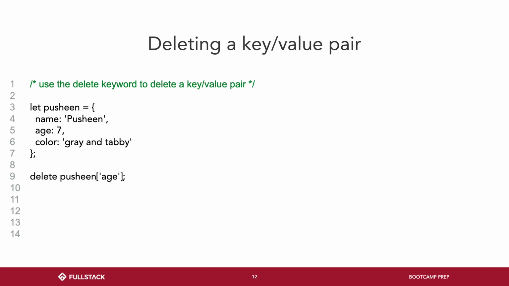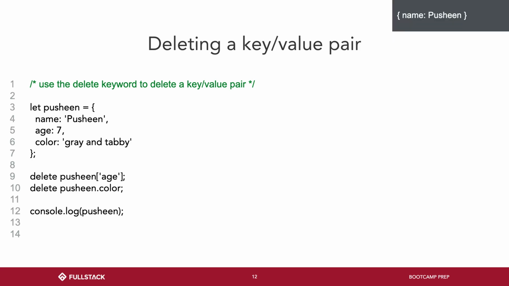Like I showed you before, you use the delete keyword to delete things from the object. You literally put delete, space, and then Pusheen at age, like you're trying to access the value. Pusheen.color will give you grand tabby. So if you do delete Pusheen.color, it deletes the whole key value pair, okay?